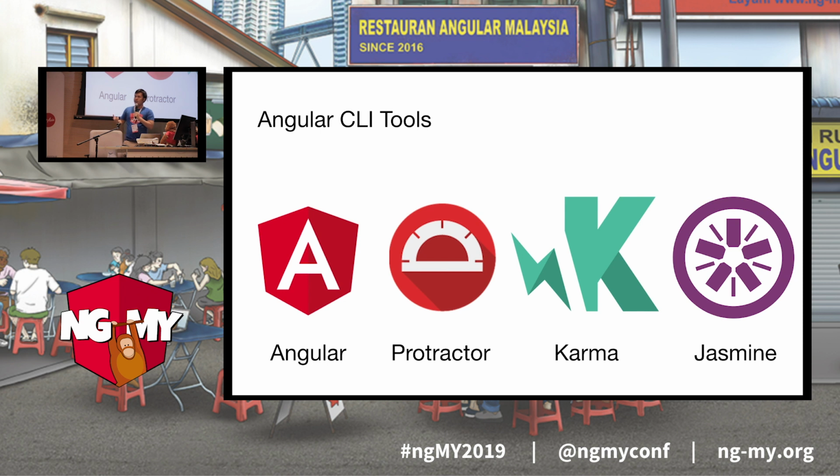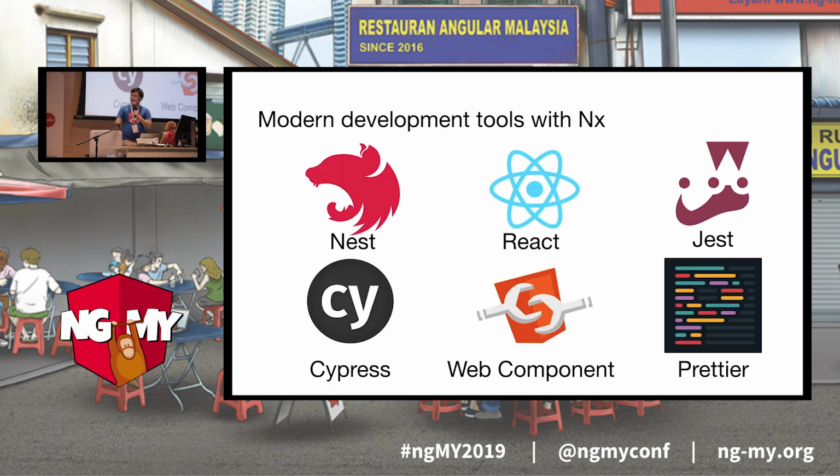So let's go back to the Angular CLI's toolchain. When we create our app using the CLI, we have Angular apps, and we have Protractor for end-to-end testing. We have Karma as the unit test runner, and Jasmine as the testing framework. But with Nx, we can integrate all of these tools with zero configuration. We can integrate Nest, React, and web components into our project with zero configuration, and Nx uses Jest as the unit test runner and Cypress as the end-to-end testing framework by default. And also Prettier is already installed in Nx.